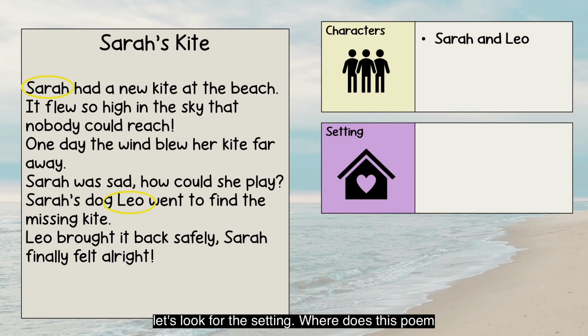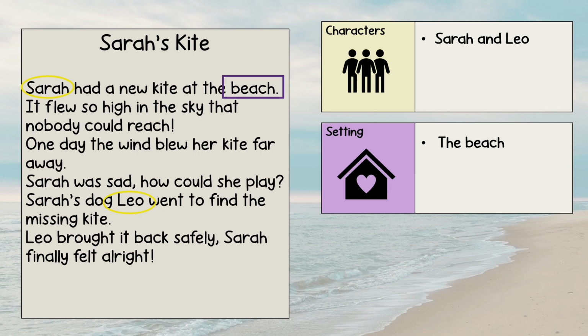Next, let's look for the setting. Where does this poem take place? Can you look for evidence that tells me where this poem takes place? That's right, it's the beach. This poem takes place at the beach.